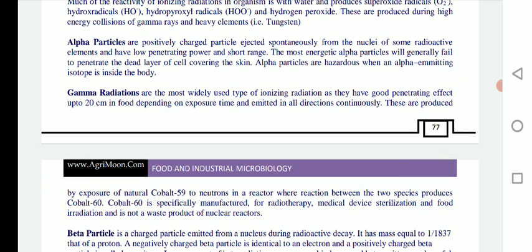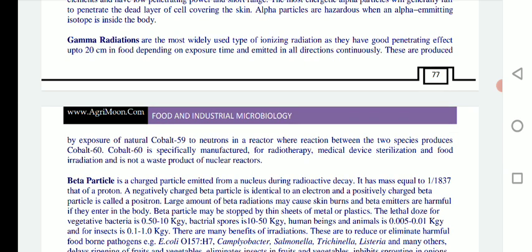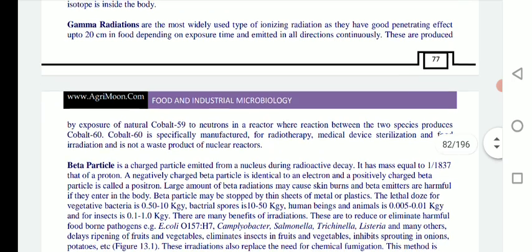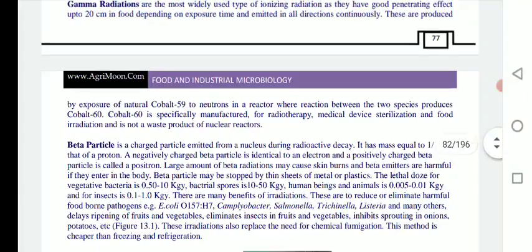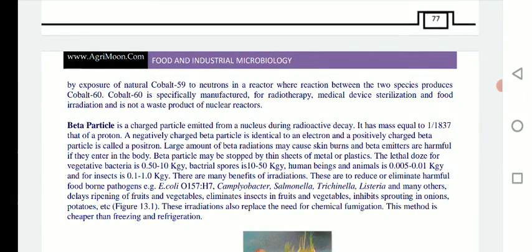Then next, gamma radiation. It is the most widely used type of ionizing radiation, as it has a good penetrating effect, up to 20 centimeters in food depending upon exposure time, and is emitted in all directions continuously. So these are mostly used, having high penetrating capacity. They are produced by exposure of natural cobalt-59 to neutrons in a reactor, where the reaction produces cobalt-60. Cobalt-60 is especially manufactured for radiotherapy, medical device sterilization and food irradiation.